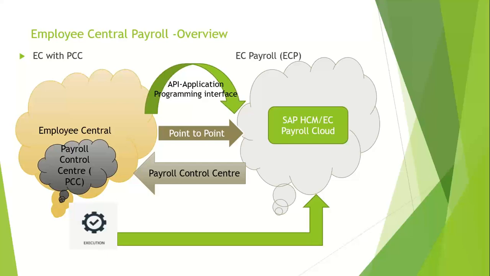It takes hardly 10 minutes. The system will replicate all the data from EC to ECP if your configuration is correct. If your instance, your point-to-point mapping is correct and your configuration in the SAP HCM is correct, then even the data of 1,000 employees will replicate from EC to ECP with a very fast process.